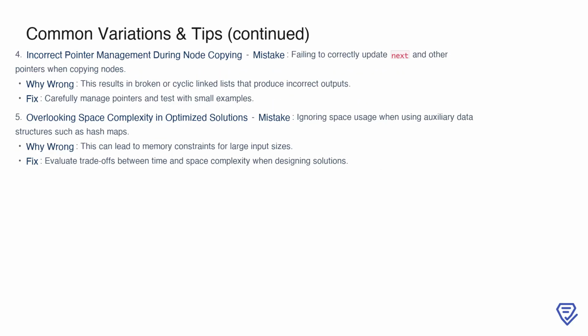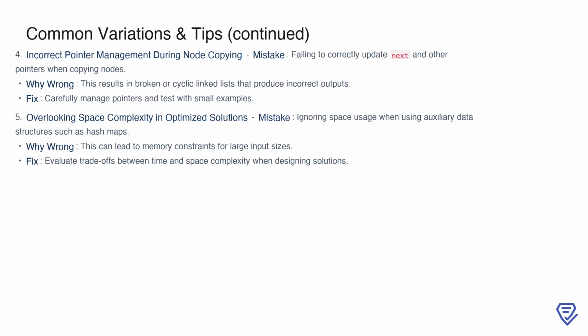Incorrect pointer management during the copying process is another common issue. When copying nodes, if the next and random pointers aren't updated correctly, the resulting linked list might be broken or even cyclic, leading to incorrect outputs. To avoid this, it's crucial to carefully manage these pointers and validate your implementation with small test cases.